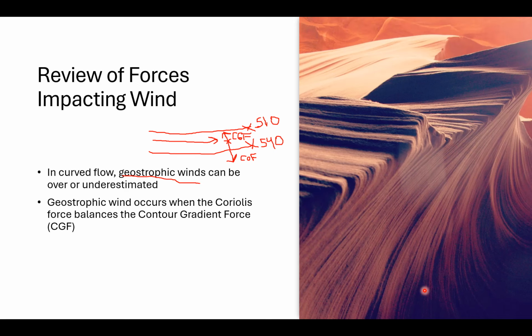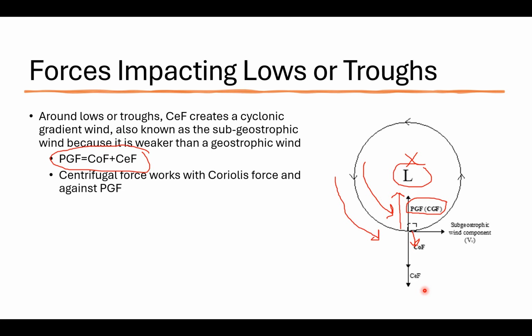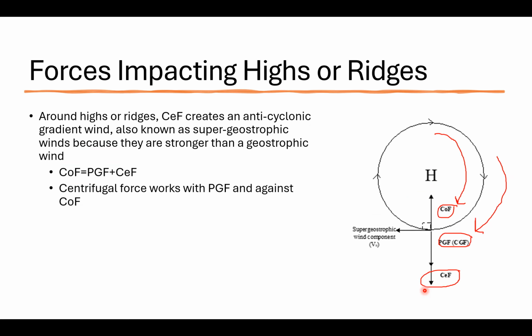Geostrophic winds, we talked a little bit about that when we have the Coriolis force balanced with the contour gradient force. And then we talked about the different types of forces around lows or troughs. We're talking about curved flow here. We have the pressure or contour gradient force. We have the Coriolis force and centrifugal force acting in the same direction in this case. And then with highs and ridges, the wind forces involved. Coriolis force, again, the pressure gradient force or contour gradient force acting in the same direction as centrifugal force.